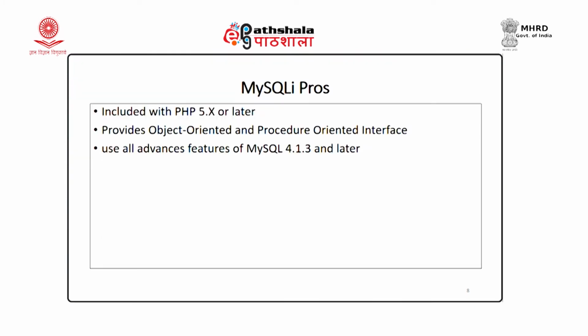The next one is MySQLi, where I stands for improved. It is included with PHP 5.0 or later versions. It provides both object-oriented and procedural-oriented interfaces, so you can write your code in a procedural or object-oriented way, and it uses all advanced features of MySQL 4.1.3 and later. The only con, or limitation, I can say, of MySQLi is that it works with only the MySQL database, not any other database. If your application is required to work with any other databases, you can use PDO.